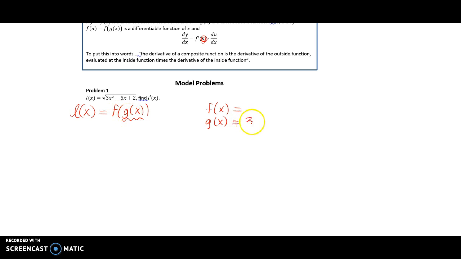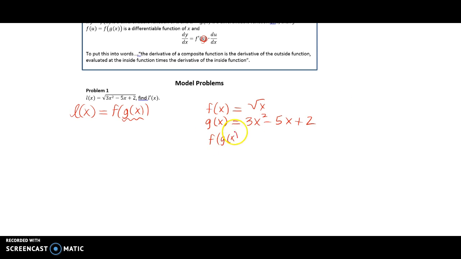And hopefully you can agree with me that the function on the inside here is 3x squared minus 5x plus 2. That function is inside of the square root. So we would say that the outer function is square root of x. My pre-cal students are great at this because we spent a whole unit on this.